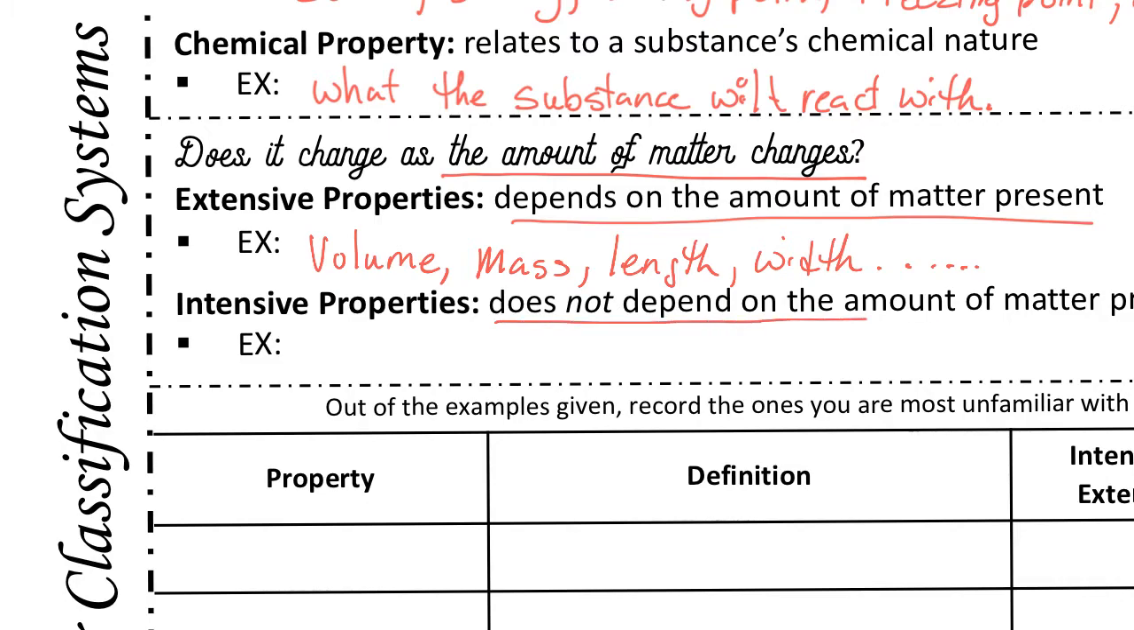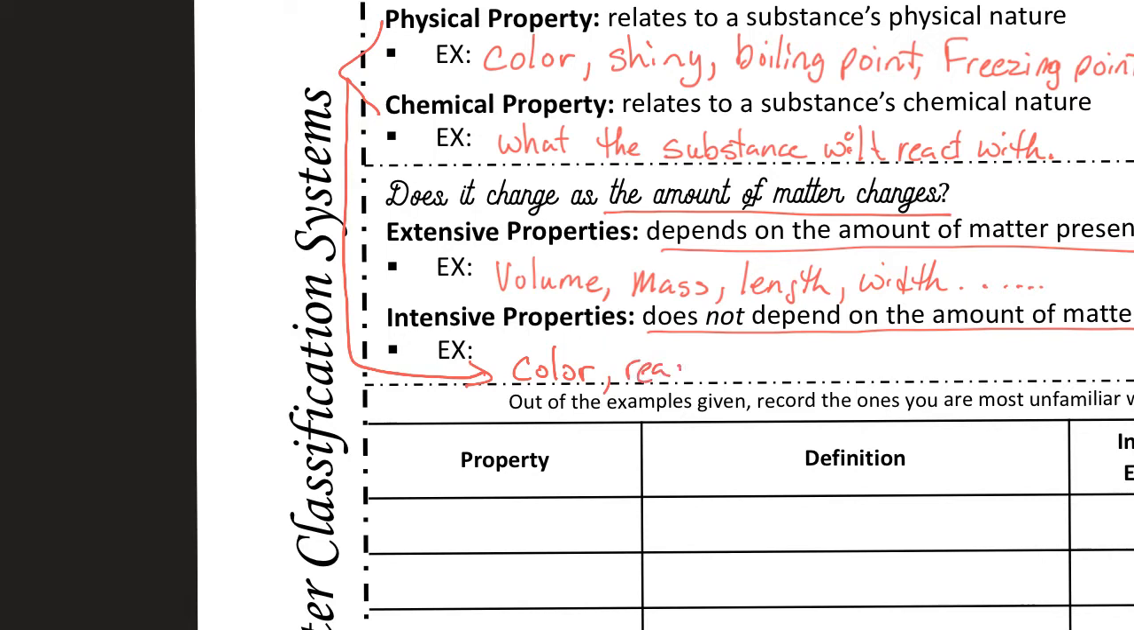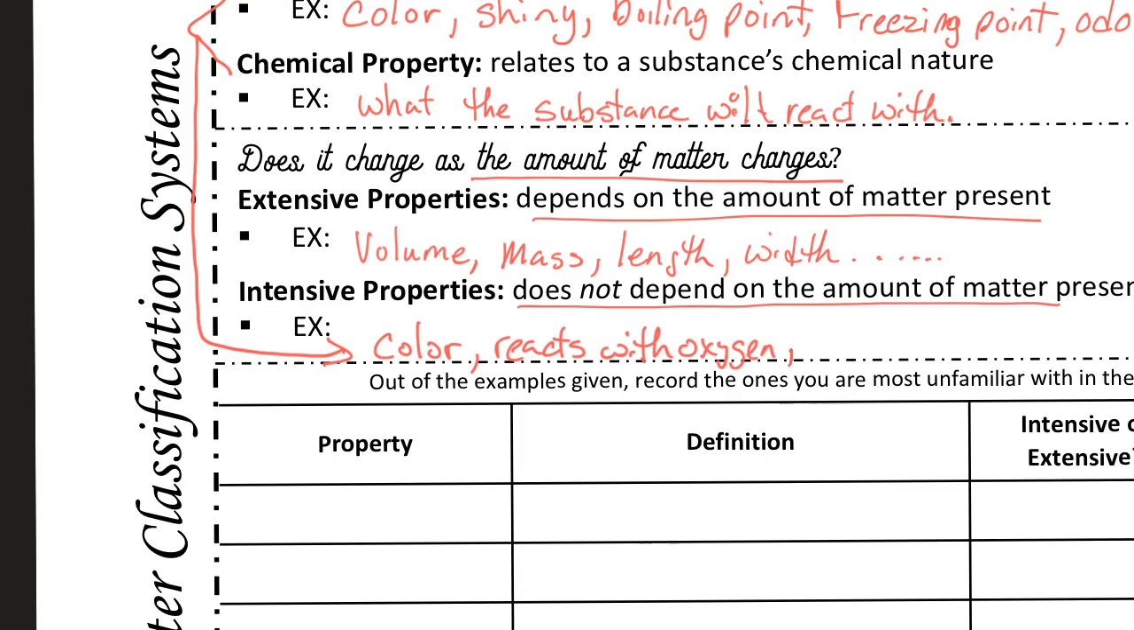Intensive properties do not depend on the amount of matter present. Intensive properties to me are physical and chemical properties. So if I'm going to list intensive properties, it would be color. Maybe it reacts with oxygen. That would be a chemical property. Another intensive property would be it has a melting point at a specific temperature and so on. So physical and chemical properties really are intensive properties. Extensive properties are things that depend on the amount of matter present.